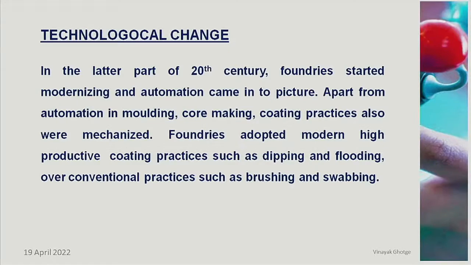Technological change. In the later part of 20th century, foundries started modernizing and the automation came into picture. So the automation was not only in terms of molding and core making, the automation was there in coating process as well. The foundries started adopting modern coating processes, coating practices rather, like dipping, flooding, or the conventional practices such as brushing and swabbing, because of the consistency in the coating parameters and because of high productivity.